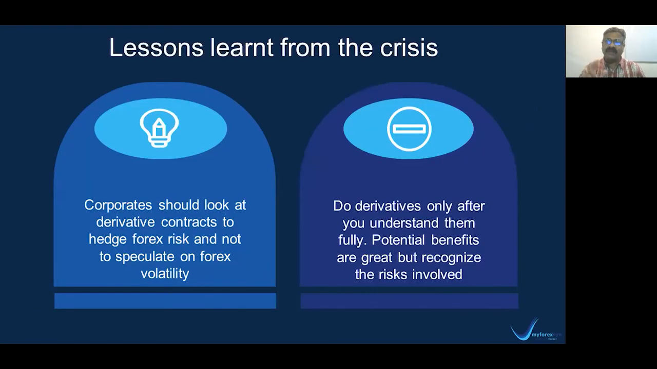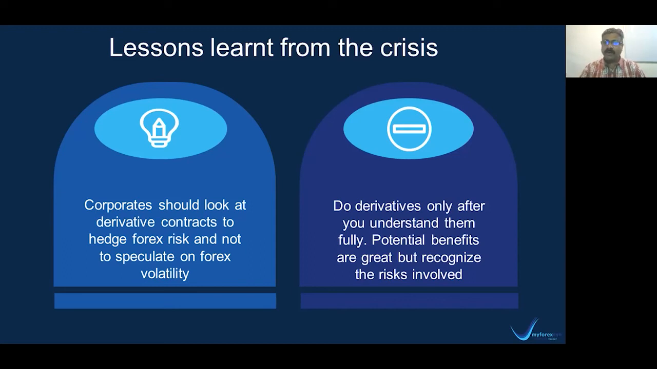Now, two very critical lessons learned from the crisis. The first very critical lesson is that we should do derivative contracts to hedge forex risk and not to speculate on forex volatility. Everyone wants to make money. If you want to speculate and make money, do it separately, independently. Mixing exposure management, mixing risk management with speculation is sure shot to destruction.